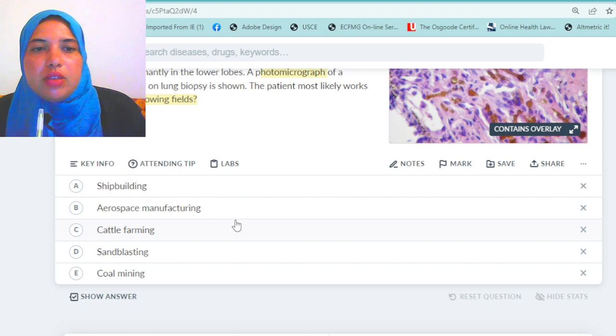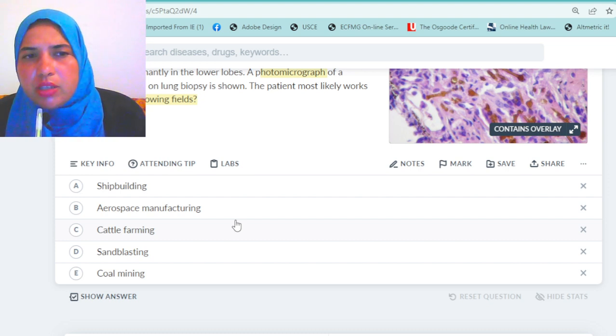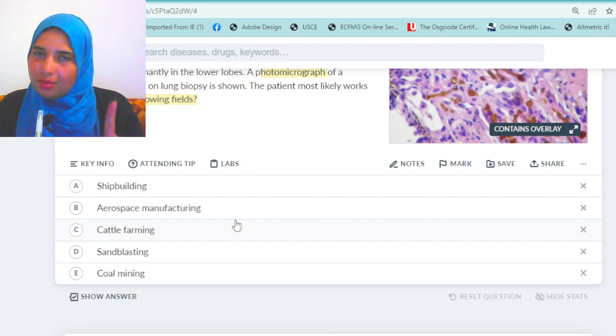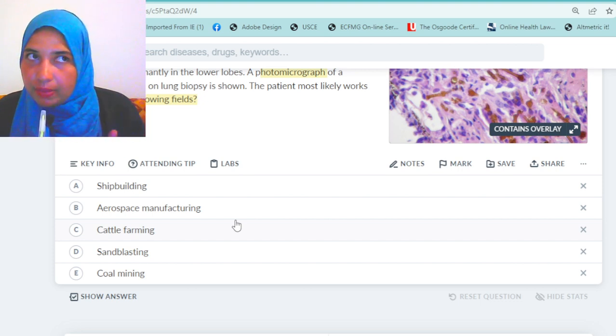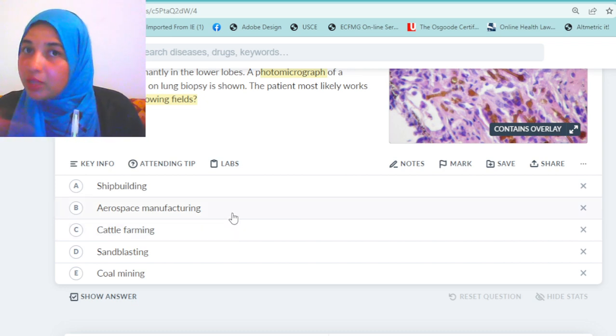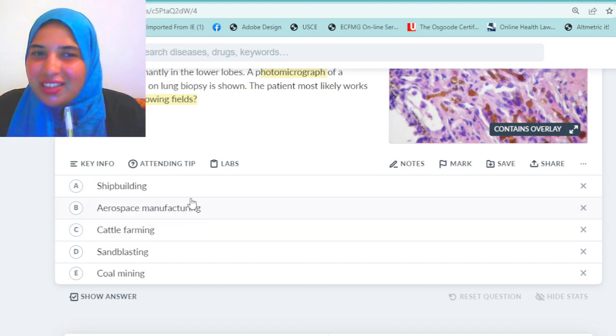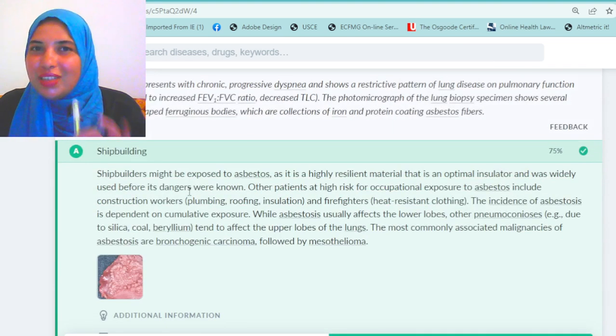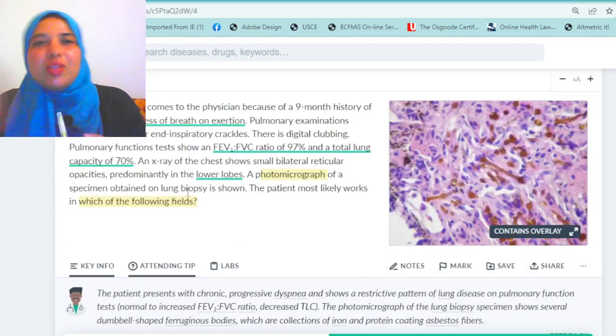Okay, so I know that if we're dealing with the dumbbells, that would be, I think it's aerospace manufacturing or shipbuilding. One of those two. No, berylliosis was aerospace. Shipbuilding, I think, is asbestos. Not cattle farming, not sandblasting, that's silicosis. Coal mining would have been coal workers' lungs. So I can guess right now the answer is just by reading this. Okay? Let me just prove it to you that it actually is correct. So it is shipbuilding, asbestos. Okay? Let's go back and see what's there.